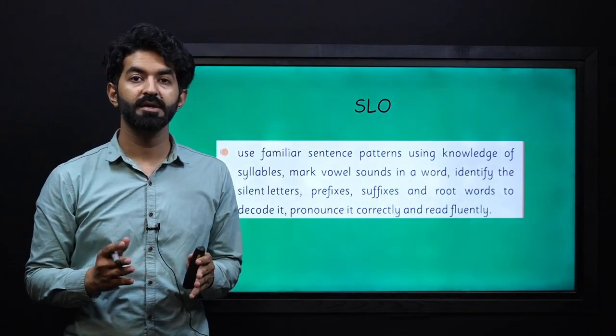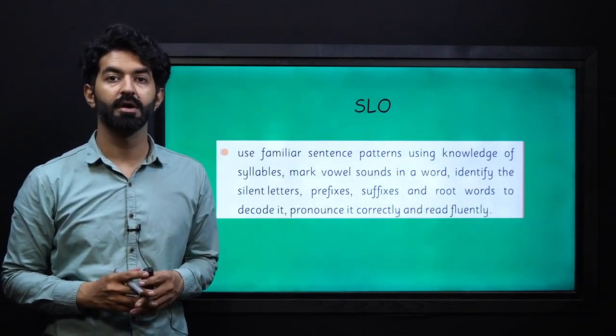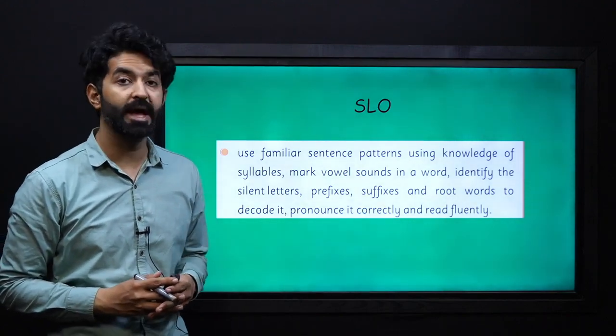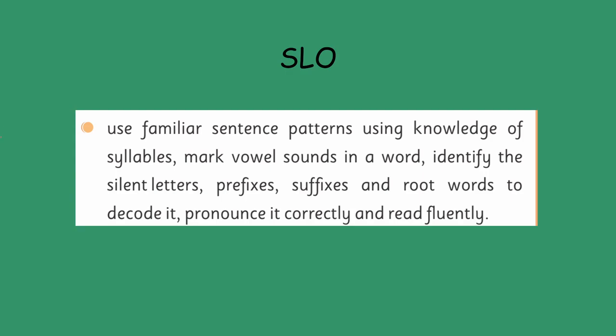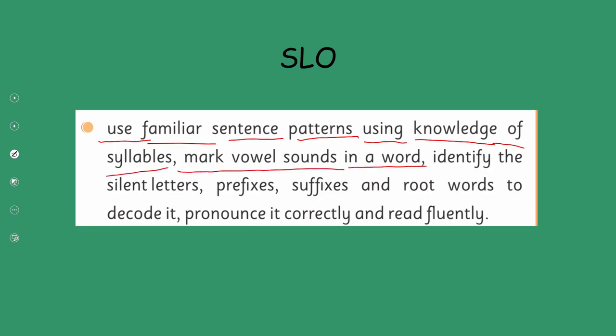So now, my dear learners, let's begin by reading our Students Learning Outcome or SLO for this lesson. It says, use familiar sentence patterns using knowledge of syllables, mark vowel sounds in a word, identify the silent letters, prefixes, suffixes, and root words to decode it, pronounce it correctly, and read fluently.